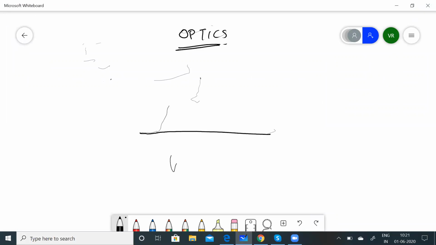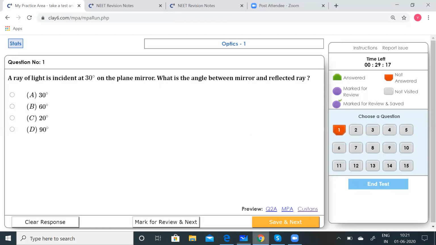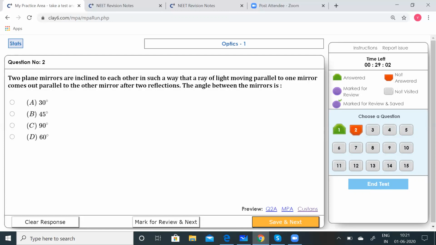So this is the plane, and that is a normal. Now this is going to be the angle of incidence, and this is the angle of refraction. So he says a ray of light is incident at 30 degrees. What will be the angle between the mirror and the refracted ray? You know, sin i is equal to sin r for a reflected ray. So 30 degrees is the correct option. With that, go to the next.